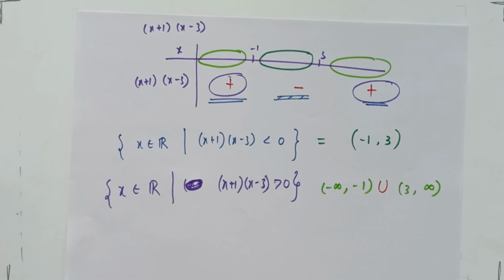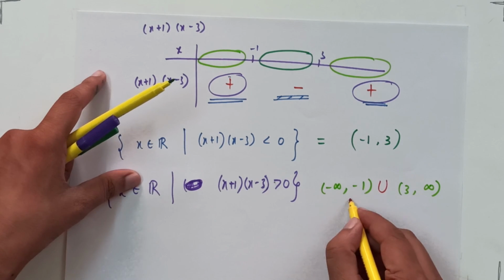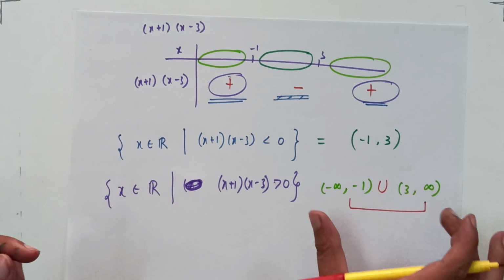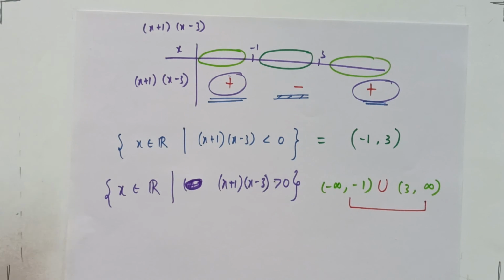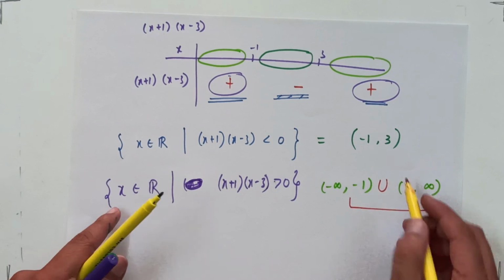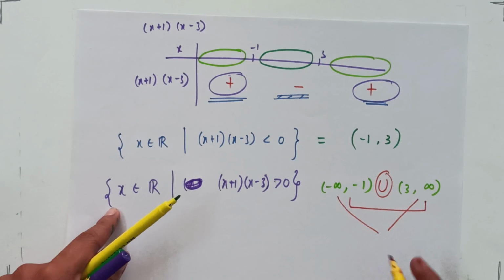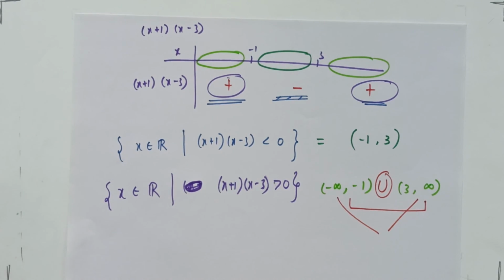So what does this union sign do? This actually bounds the two intervals together, showing us that in both the intervals our inequality is greater than 0. So this union symbol is just bounding these two interval notations together. I think this is enough for this video to grasp, and we will sign off now.